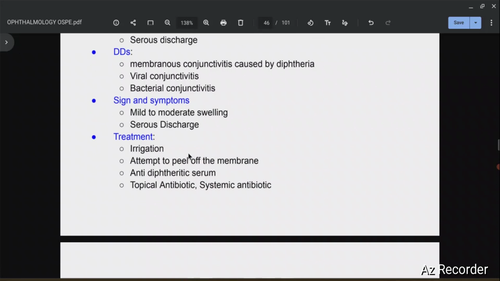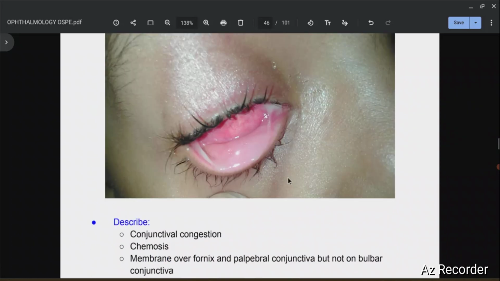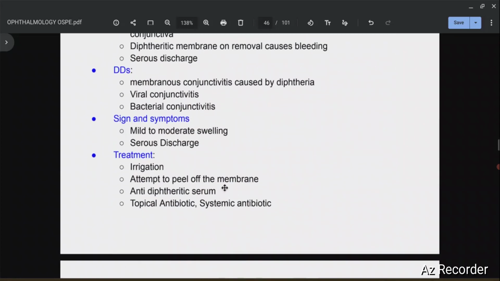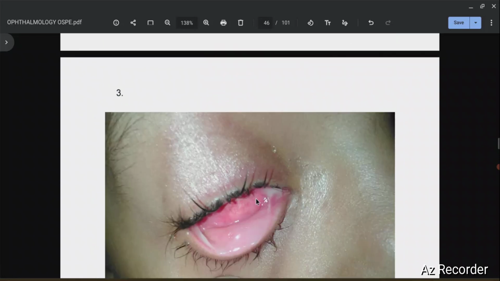In every kind of conjunctivitis, go for irrigation. You need to maintain hygiene and remove all of that debris. Attempting to peel off the membrane is something some people advise, but this is debated. Then anti-diphtheric serum is very important, along with topical and systemic antibiotics. This condition is rare nowadays because of vaccination with the pentavalent vaccine. But if membranous conjunctivitis occurs, it is because of Corynebacterium. So these are the three important kinds of conjunctivitis caused by bacteria that you need to know.